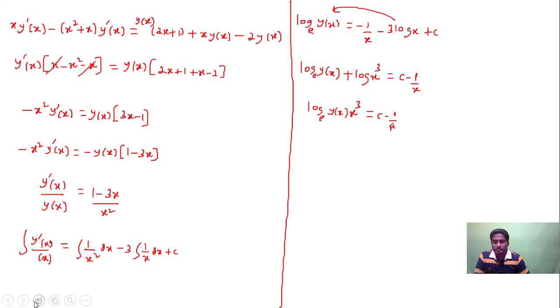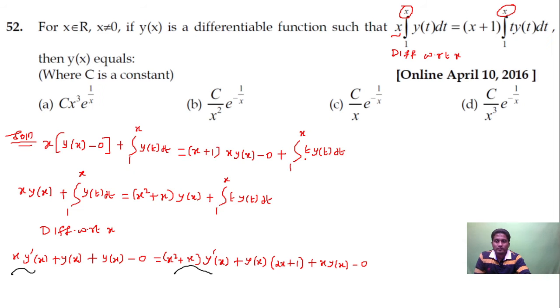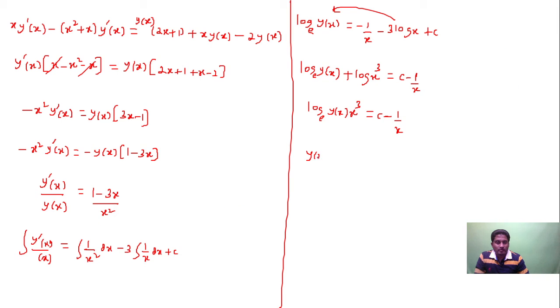What am I supposed to find? I'm supposed to find out what is y of x, right? So y of x into x cube is equal to e to the power of c minus 1 by x. So y of x into x cube is equal to e to the power of c into e to the power of minus 1 by x.